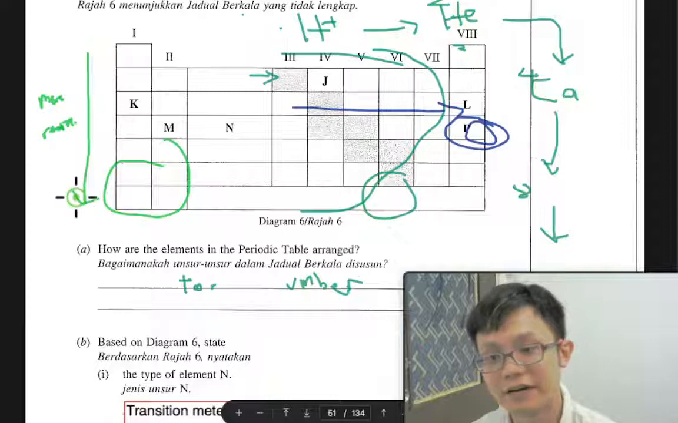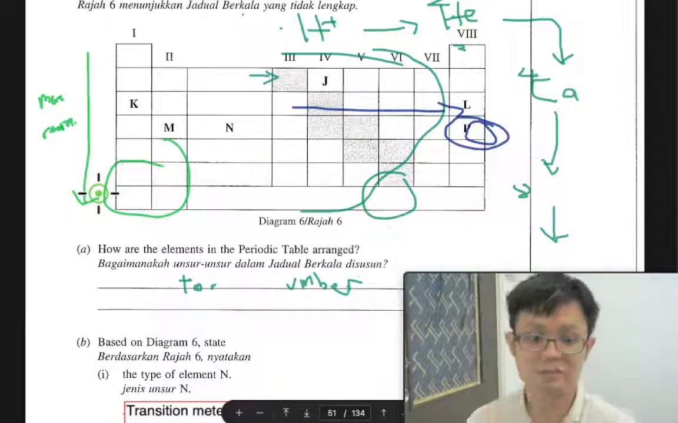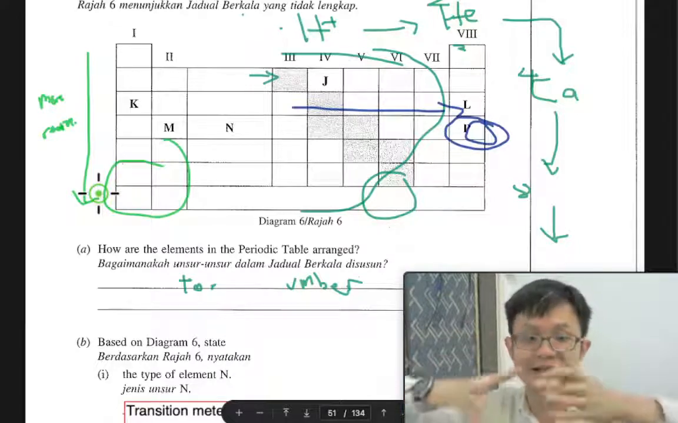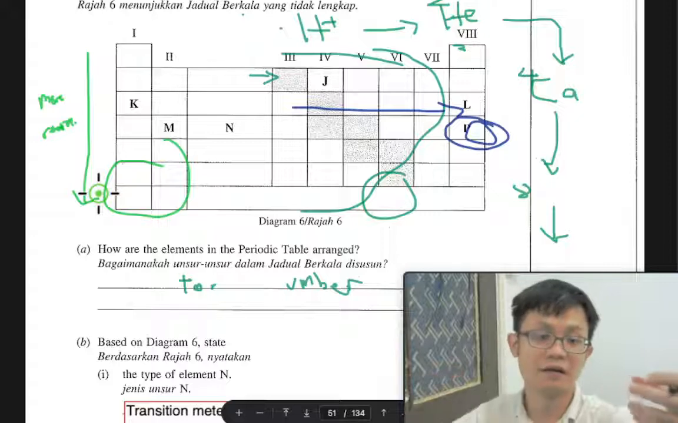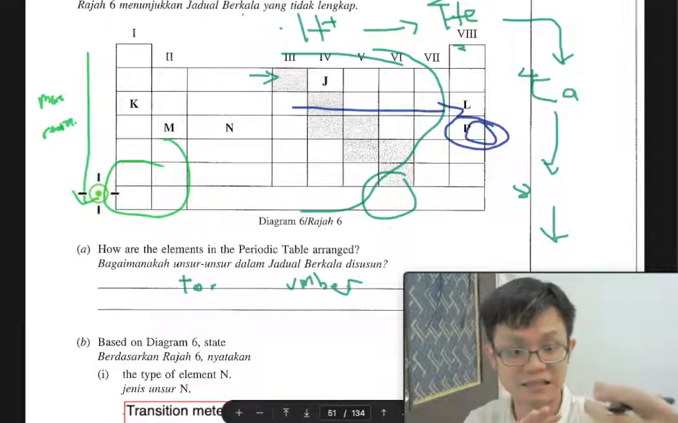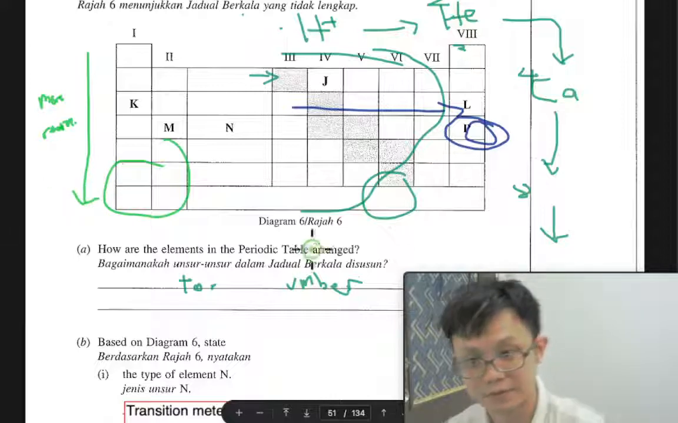The reason it is more reactive is because the valence electron is further from the nucleus. As you go down, there are more and more shells. As there are more shells, the electron is further away from the nucleus, so it's easier for the electron to go to other places.